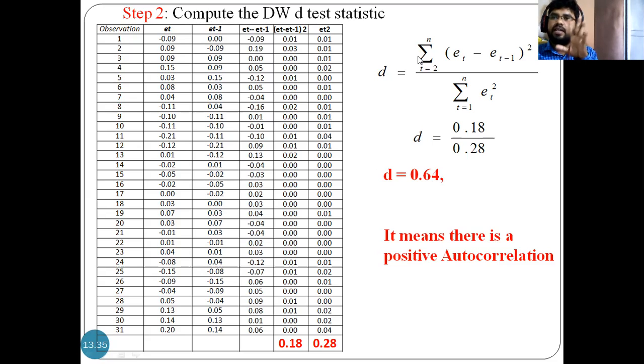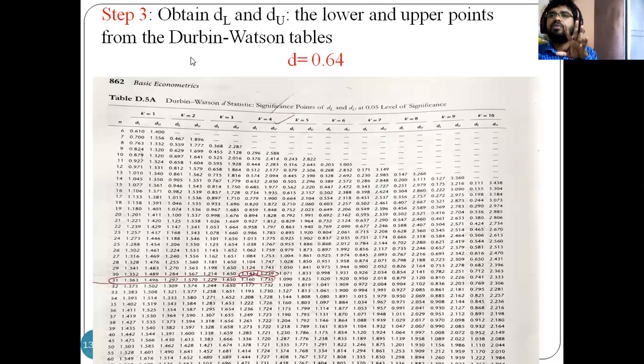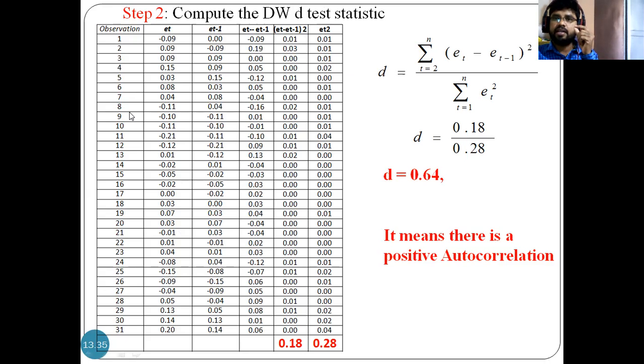After calculating the D statistic only, we will come to know and obtain the DL and DU, that is the Durbin-Watson test lower limit and upper limit. How can we check it? Here the D value is 0.64. See here how we can check the DL and DU limits. We keep in mind the number of samples. How many samples have we taken here?